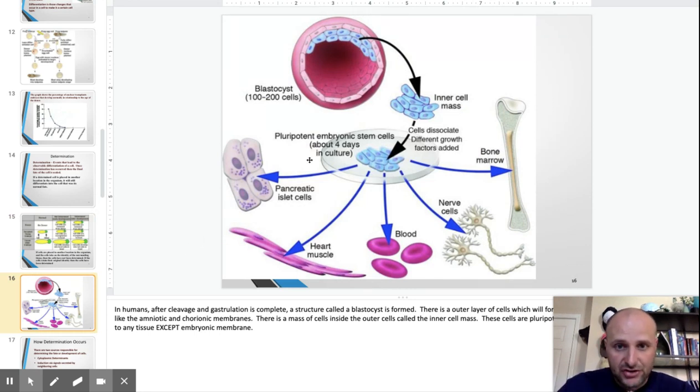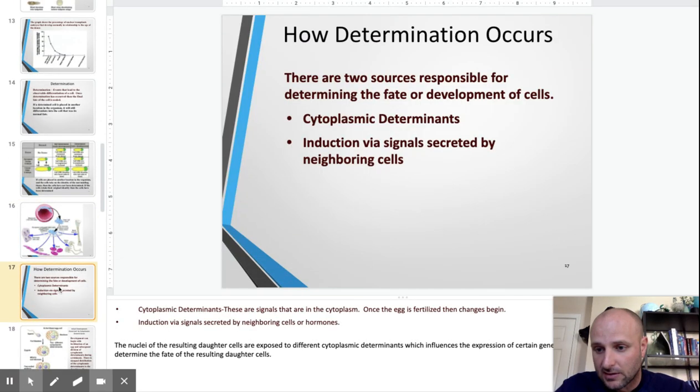This is a slide showing how you can get certain cell layers in the blastocyst, which happens after gastrulation, to make new stem cells, which can turn into all kinds of cells. This talks about how determination occurs. How do we determine what cells are going to make what parts?